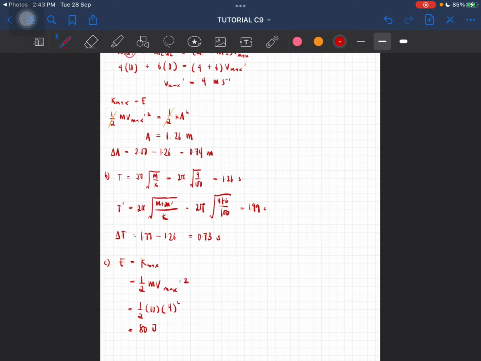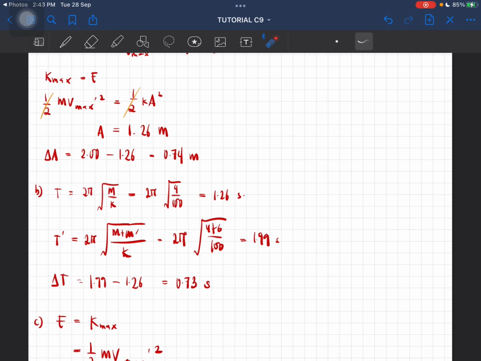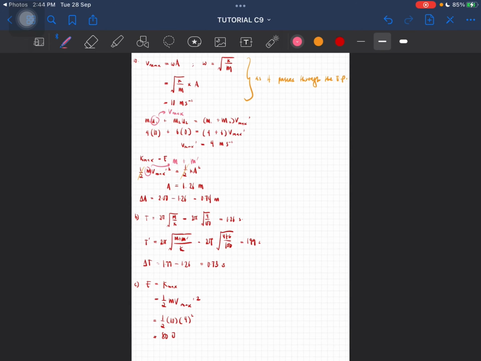So this is the solution for question number 10. For this one, make sure you use both M, M plus M prime, because we want to find the new amplitude. I think that's it for question number 10.